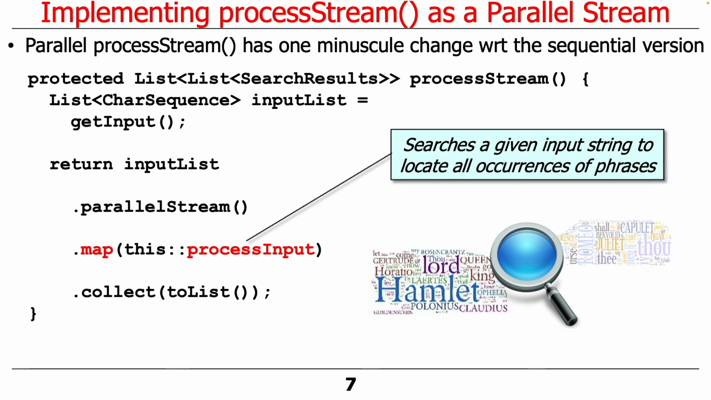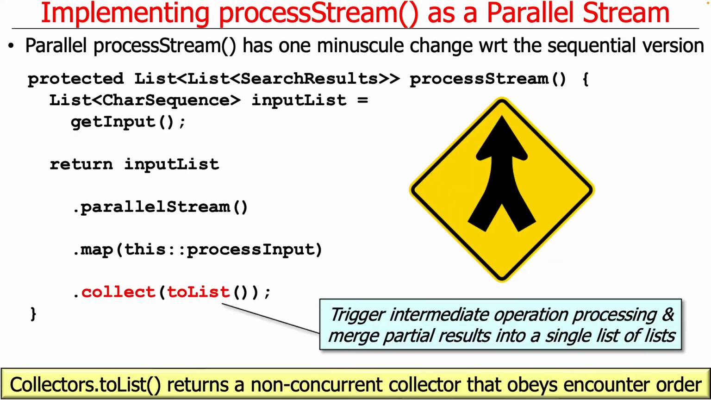What happens next? As you can see, we use the map intermediate operation, passing in the process input method reference, which is going to search a given input string to locate all the occurrences of the phrases. And again, if you look at the sequential version, it looks exactly like this, but it just says .stream instead of .parallelstream. And then finally, we have collect with toList, and that triggers all the processing and then merges all the results into a single list of lists.